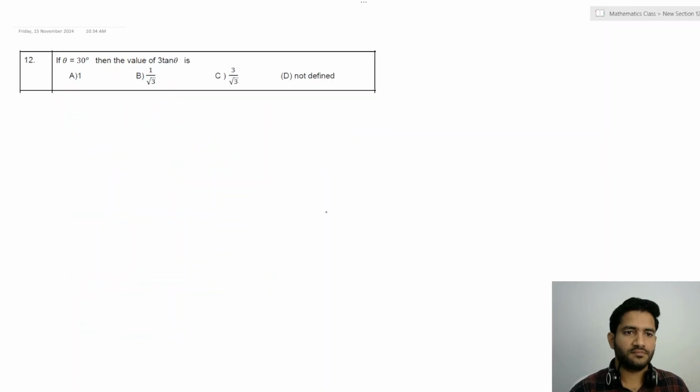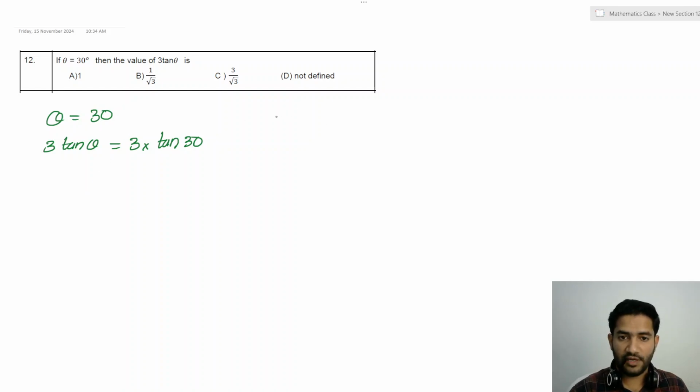Then the next one. Theta is given as 30 degrees. Oh, it's a simple question. Just find the value of tan theta. We need to find 3 tan theta, that means 3 into tan theta, tan 30. What is tan 30?